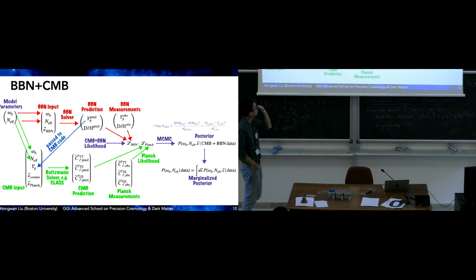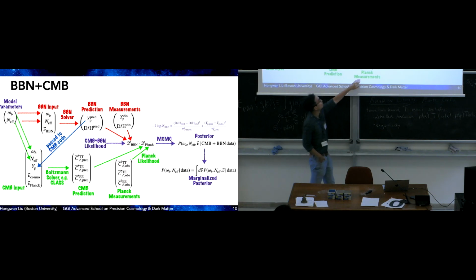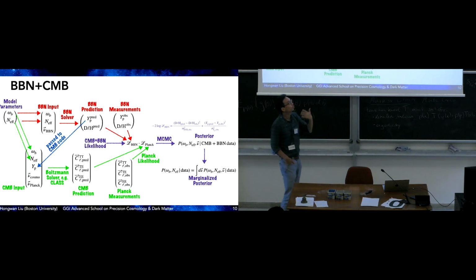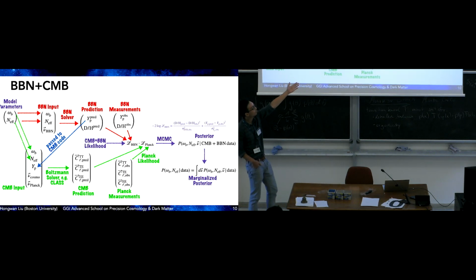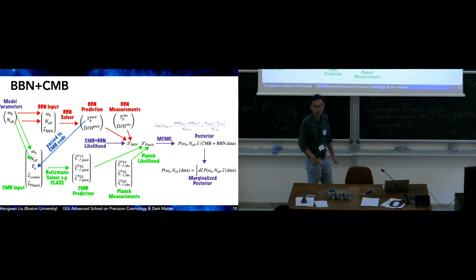All right. You have a CMB prediction from your Boltzmann solver. You have Planck measurements. You put everything into a Planck likelihood, you get L Planck over there. Okay, and then again, the same story. You do an MCMC, you get a posterior, you marginalize over all of the nuisance parameters.